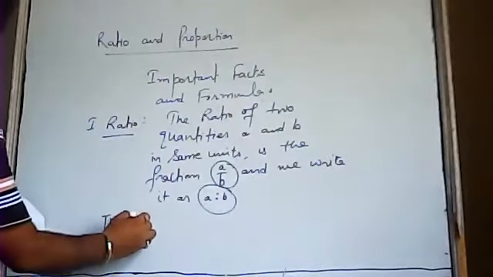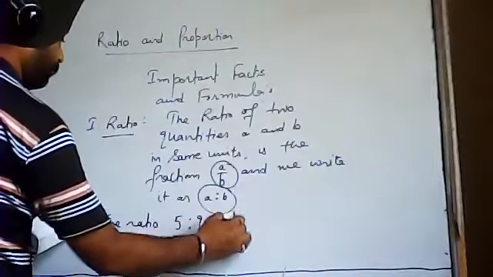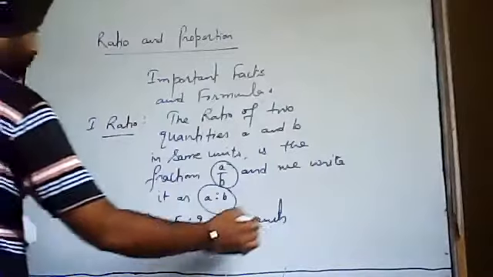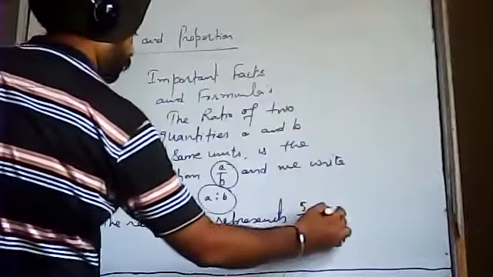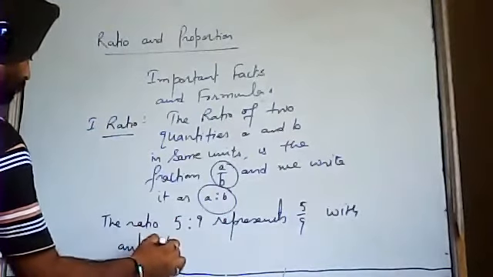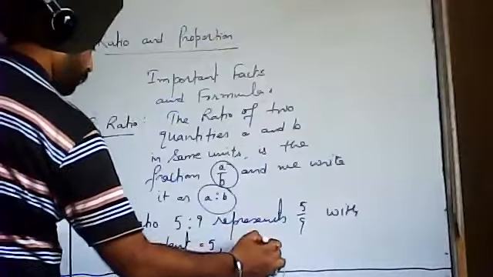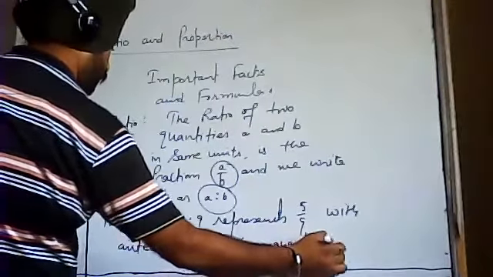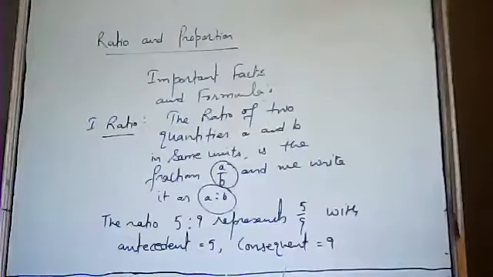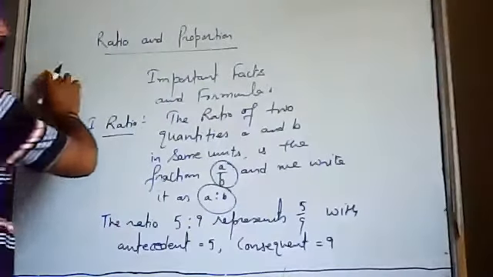The ratio 5:9 represents 5/9, with antecedent equal to 5 and consequent equal to 9. The upper term is called the antecedent and the lower term is called the consequent. Noted.